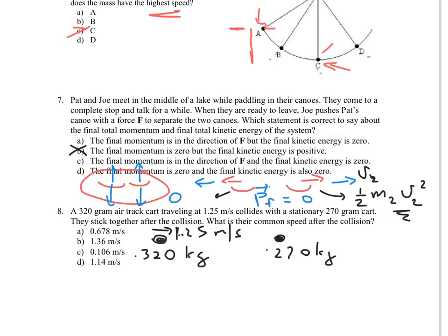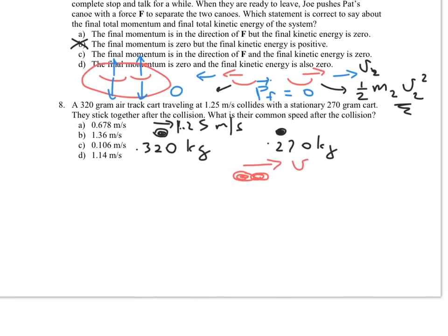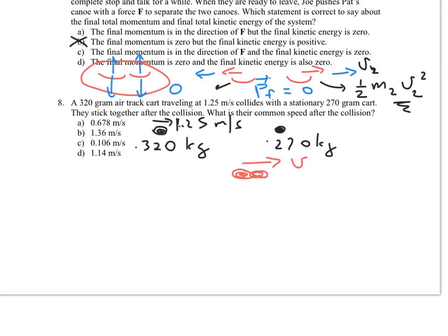Now, this is the picture before the collision. After the collision, they stick together and they move together. They move with some final velocity, which I call v. So let me move them up. The question is, what is their common speed after the collision? They stick together, so the two masses combine, and the total mass would be 0.32 plus 0.27, and if you use your calculator, you find it's 0.59 kilograms.